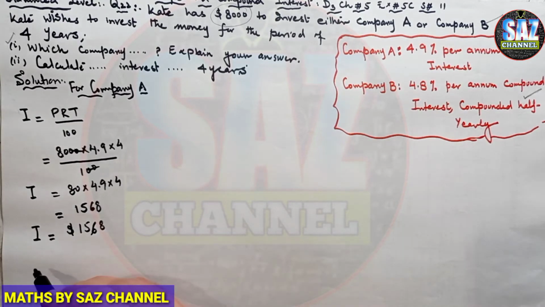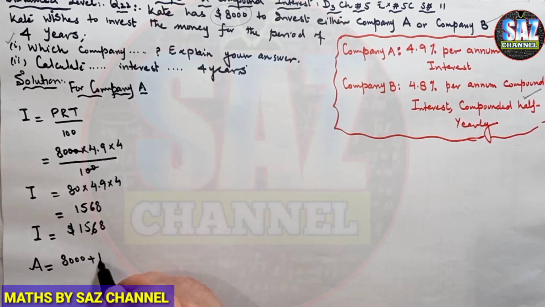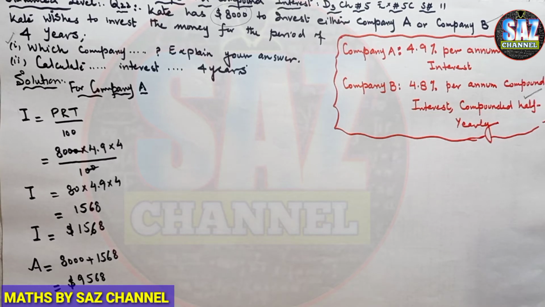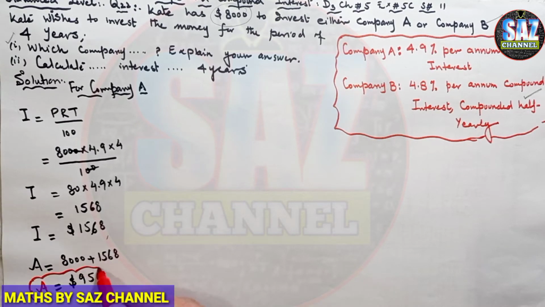$1,568, and so the amount that she will have at the end of 4 years from company A will be equal to principal amount plus interest, that is 8,000 plus 1,568, and this will give me $9,568. If she is investing with company A, she can get $9,568 at the end of 4 years. Now let's see the situation of company B.